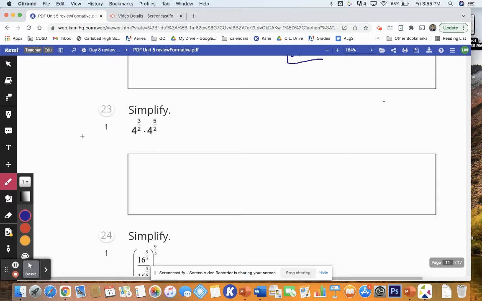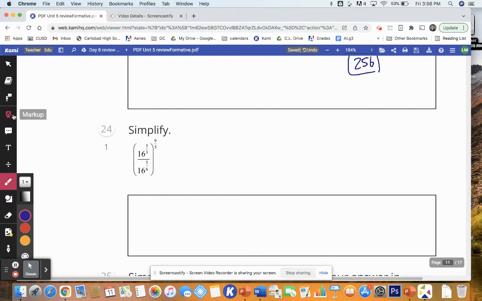Okay, the rule we have is if you are multiplying the same base, you keep the base and you add the exponents. So this only works because the 4s are the same, but we have 3 halves plus 5 halves. You need a common denominator. We have it, so we have 4 to the 8 halves. 8 over 2 is just 4. So we have really 4 to the 4th, which is 4 times 4 times 4 times 4, which is 16 times 16, which is 256.